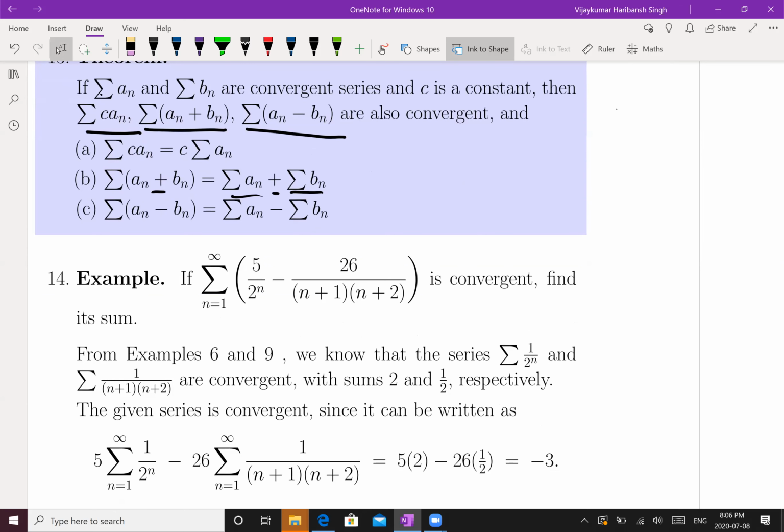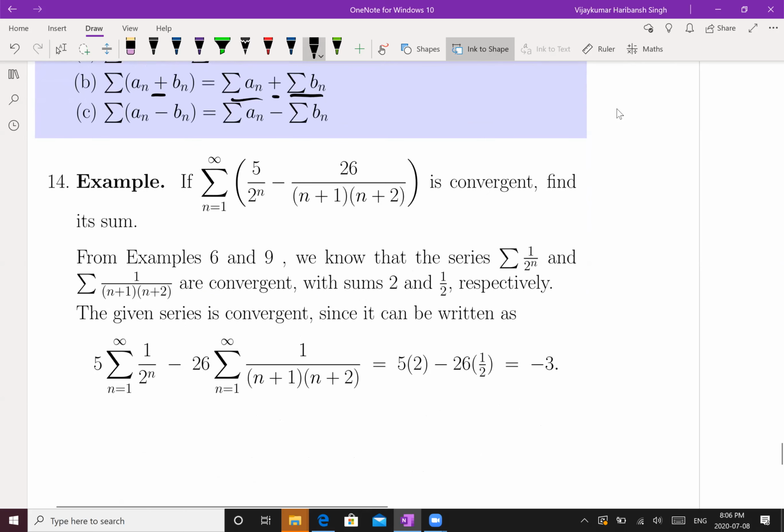So we want to find out if the summation n equals 1 to infinity of 5 by 2 to the n minus 2 by (n plus 1) times (n plus 2) converges, and if so, find its sum. You have already seen this example: summation 1 by 2 to the n converges, and summation 1 upon (n plus 1) times (n plus 2) is also convergent. So the first one, the sum is actually 1, not 2. Okay, so this sum is 1.